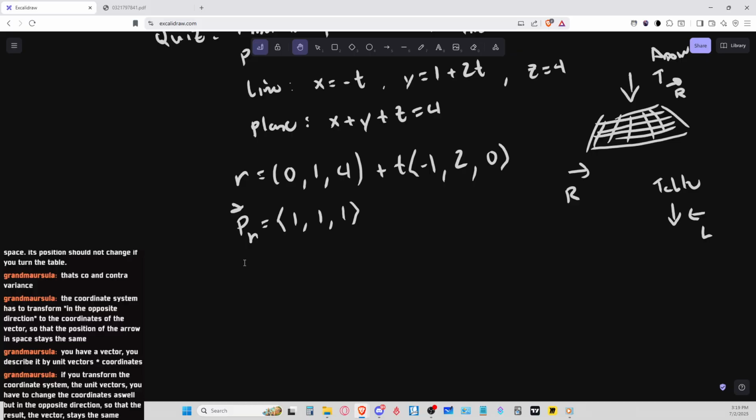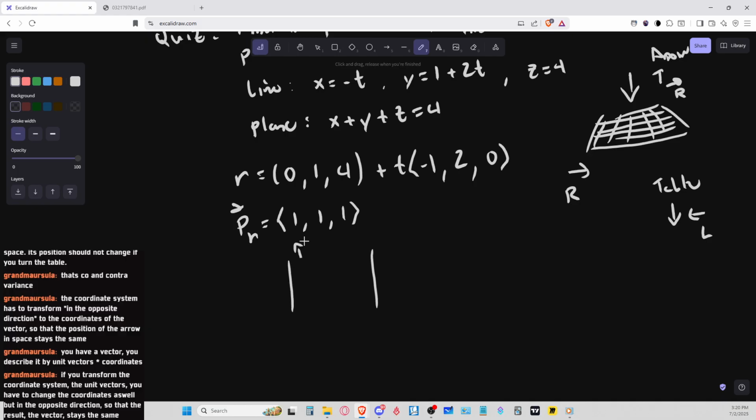Okay, so find the point where the line intersects the plane. I think we're going to have to do the cross product of the vectors here. If anyone knows how to do the cross product without writing this out, I give them so much props, because I have to do this every single time I do the cross product.